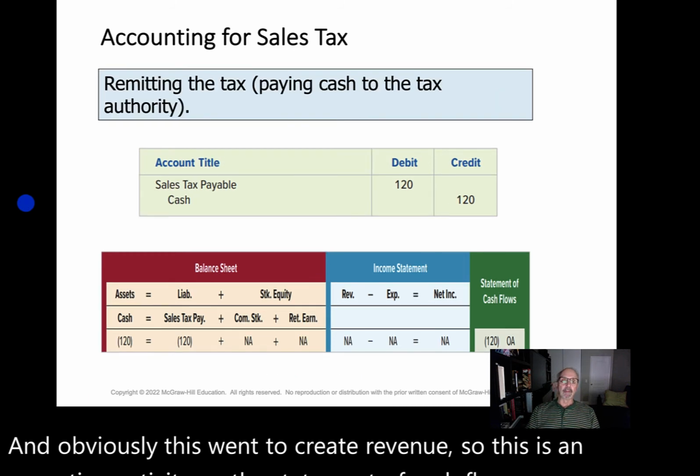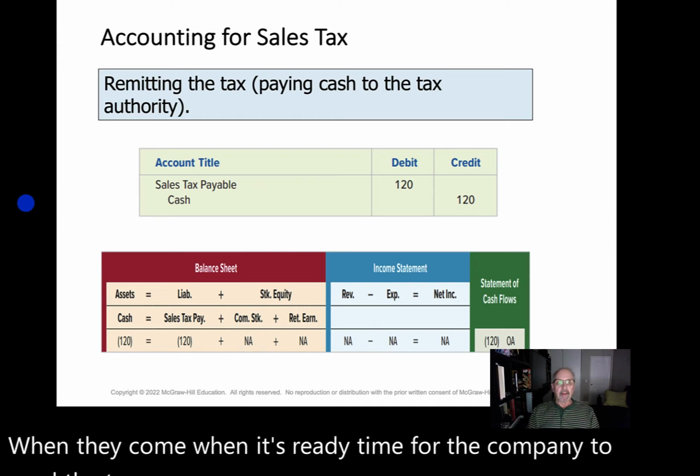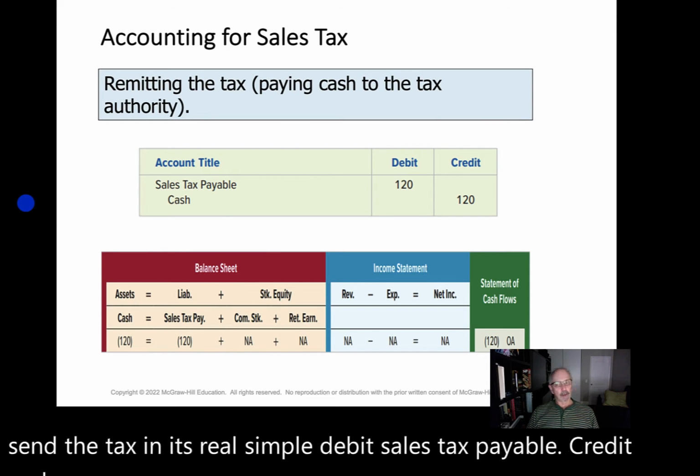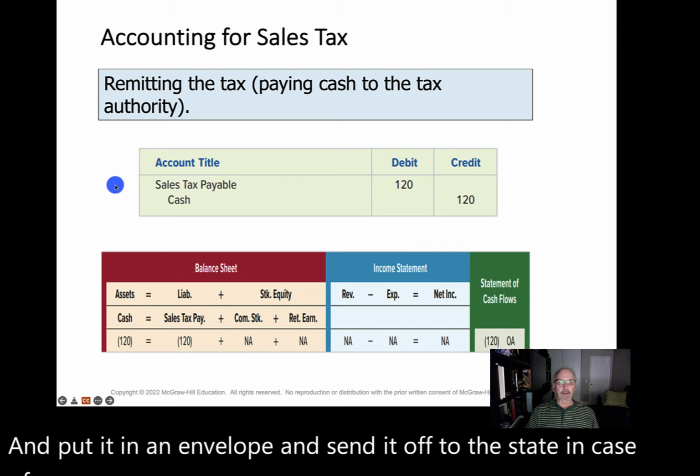When it's time for the company to send the tax in, it's real simple. Debit sales tax payable, credit cash, and put it in an envelope and send it off to the state. In the case of California, send it off to Sacramento.